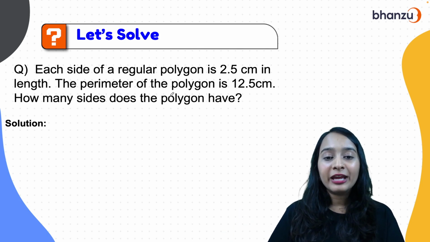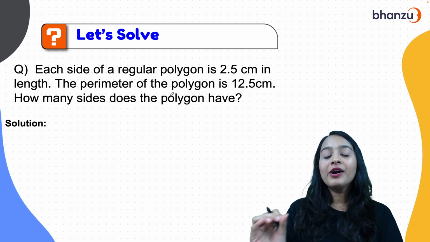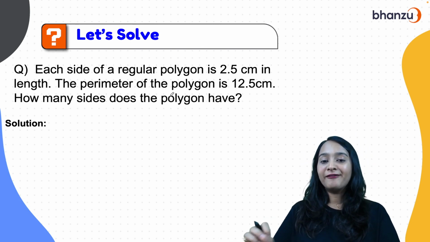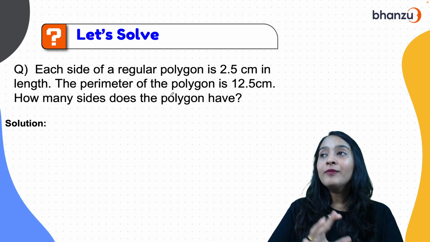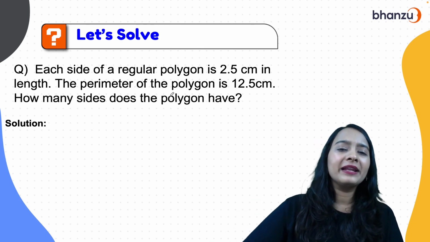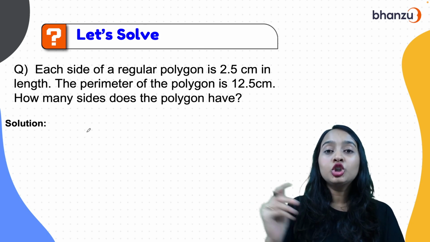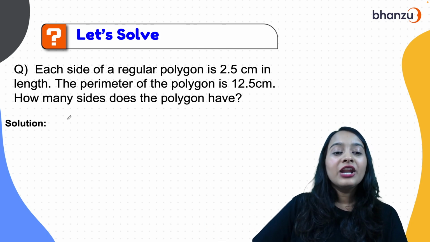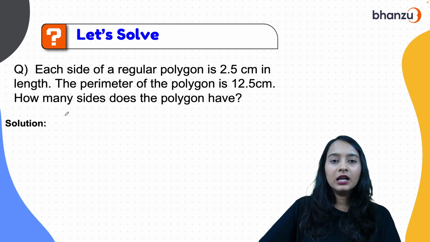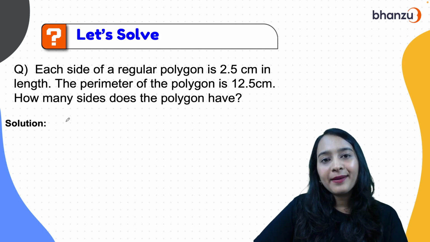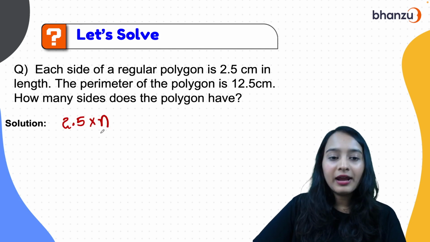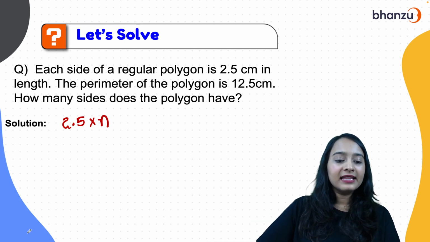Each side of a regular polygon is 2.5 centimeters in length. The perimeter is 12.5 centimeters. How many sides does the polygon have? Now, what is the definition of a perimeter? It is nothing but the total length of the boundary. Suppose it has n number of sides. So, it will become 2.5 multiplied with n.